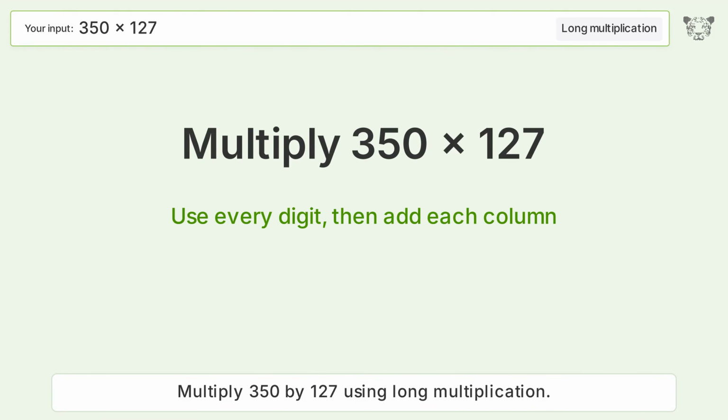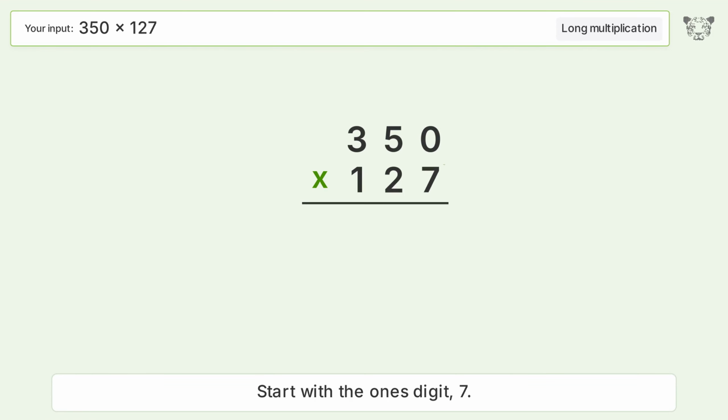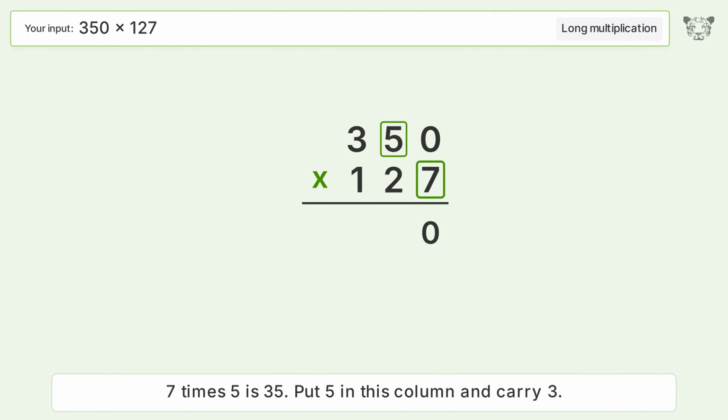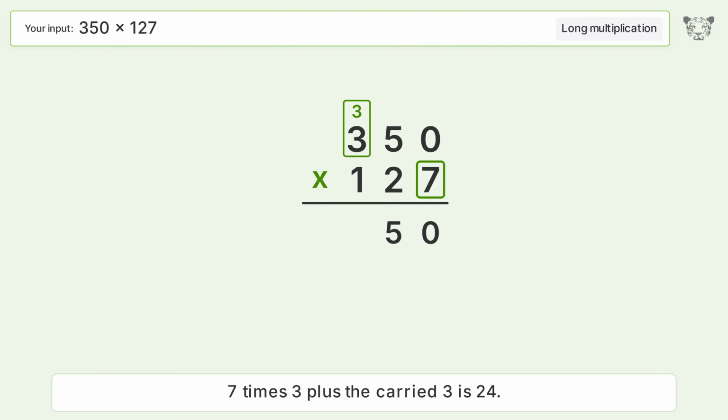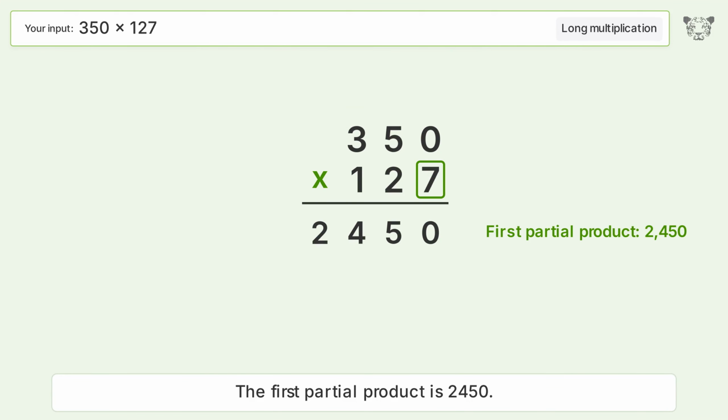Multiply 350 by 127 using long multiplication. Start with the ones digit, 7. 7 times 0 is 0. 7 times 5 is 35. Put 5 in this column and carry 3. 7 times 3 plus the carried 3 is 24. The first partial product is 2,450.